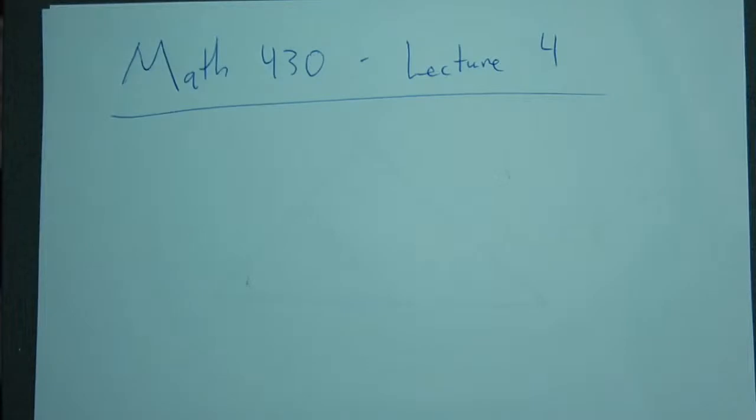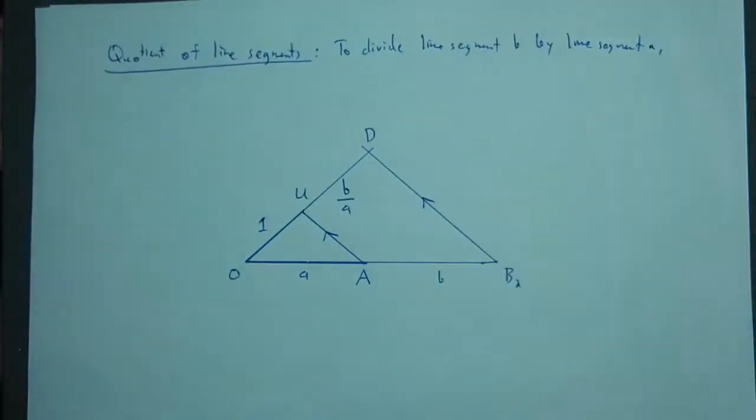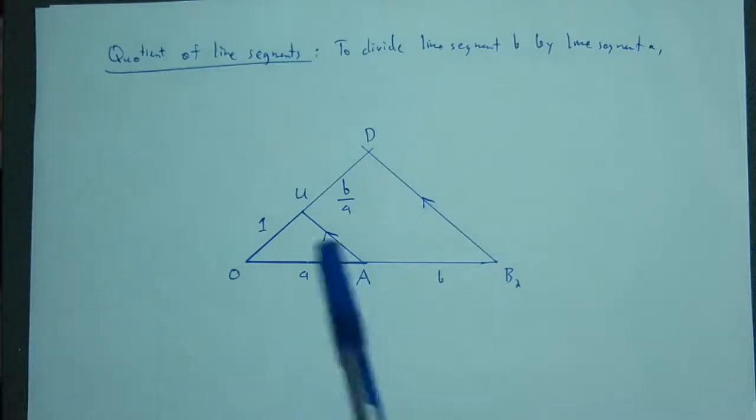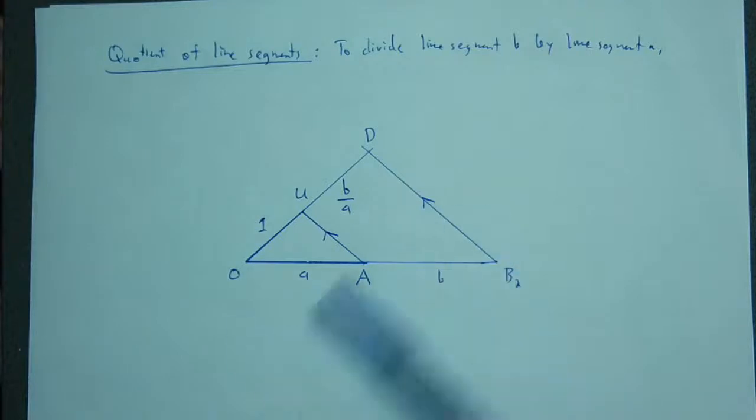Okay, so last time we had talked about the quotient of line segments. This was how we constructed that quotient of lengths. So B over A was constructed in this way using parallels. Knowing this construction of the quotient of line segments, and I'm going to get into a little bit of the history, as that is how the Greeks thought of products and quotients of line segments.